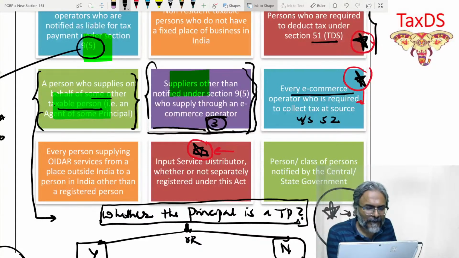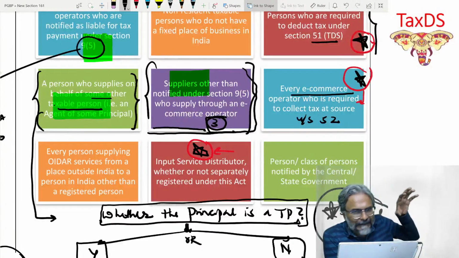Isn't it? Now, if you all see over here in this particular context, students, the person who is supplying on behalf of some other taxable person. If you all look into this one very carefully, what exactly you're going to get, please be careful on this one.